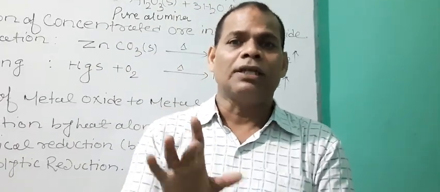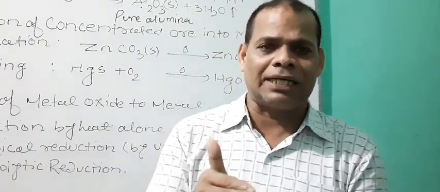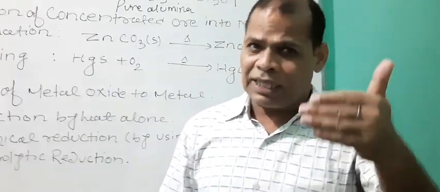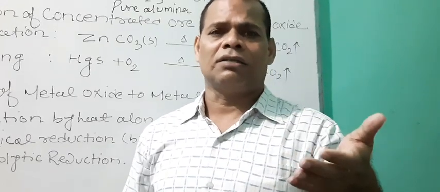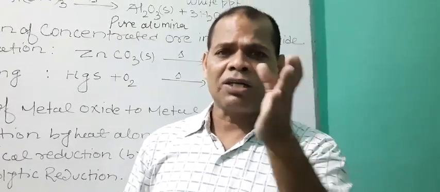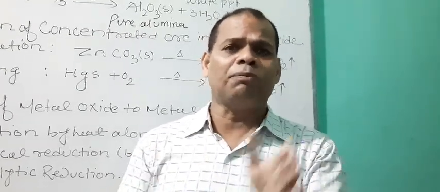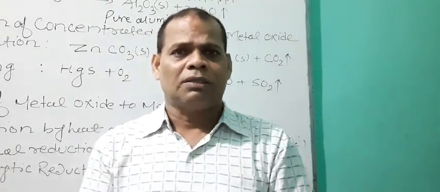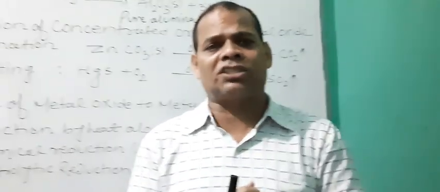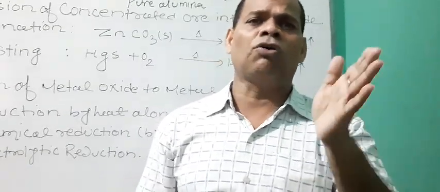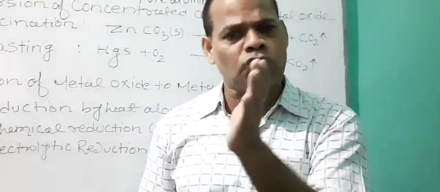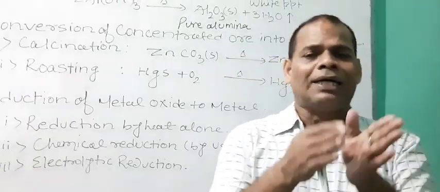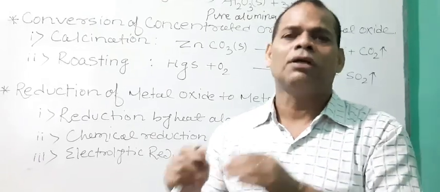My dear students, please keep in mind what I said, that it is easier to obtain metal from the oxide form rather than from carbonate or sulfide ore. That's why before we go for reduction, carbonate ore or sulfide ore has to be converted into their oxide form, followed by calcination and roasting process.